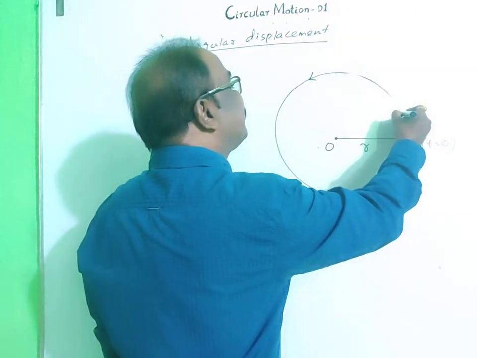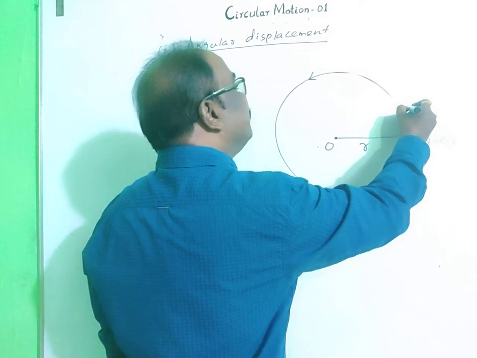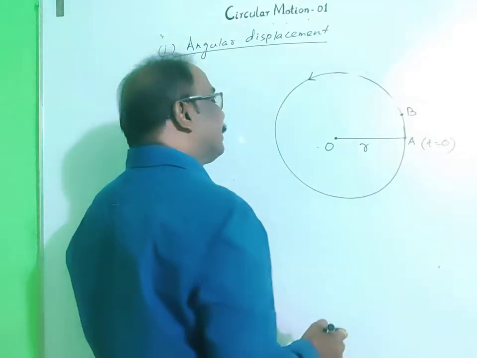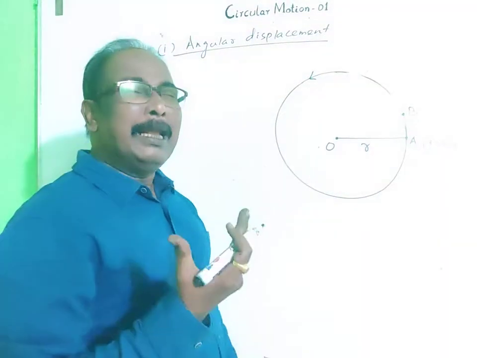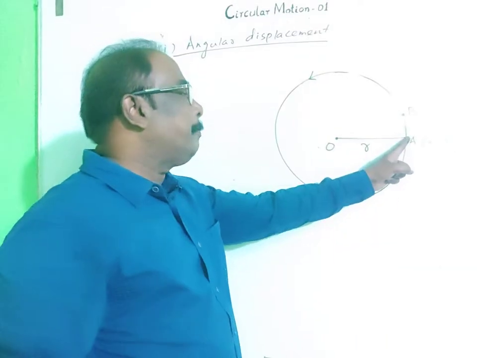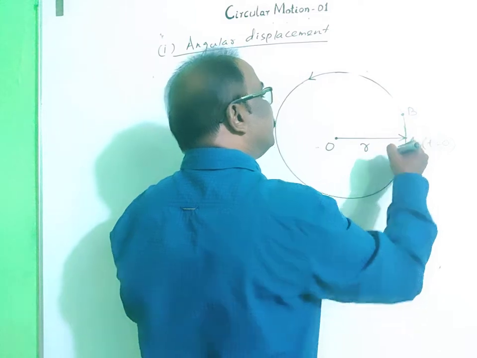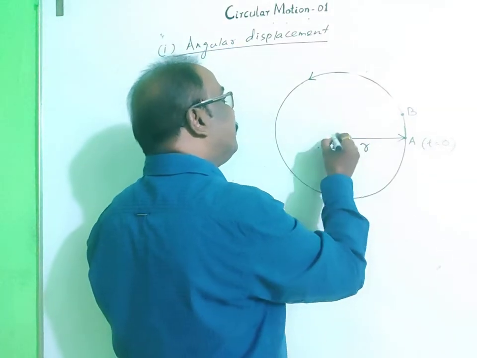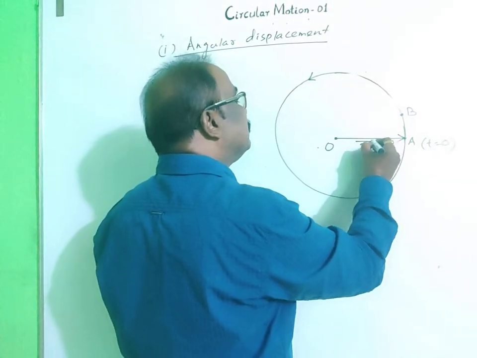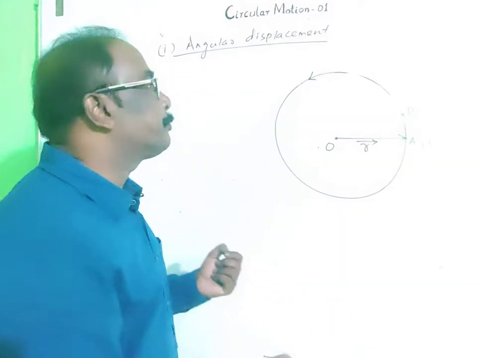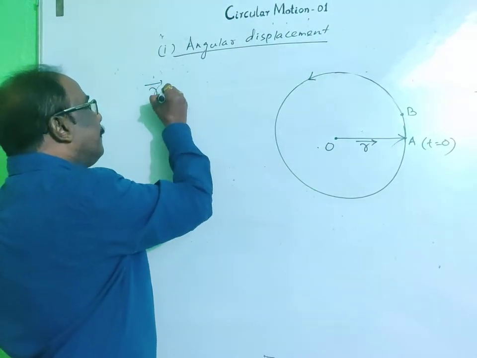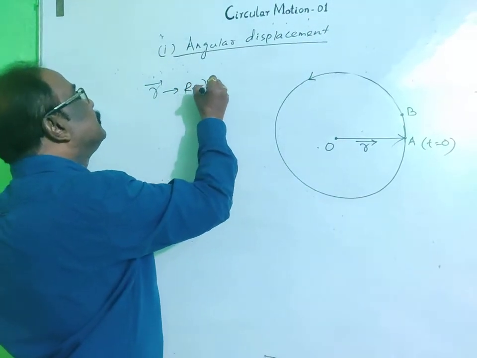Let at any instant the particle is at B. Here R is radius. Initial position of the particle is A. So the position of A with respect to center is shown by a radius vector.